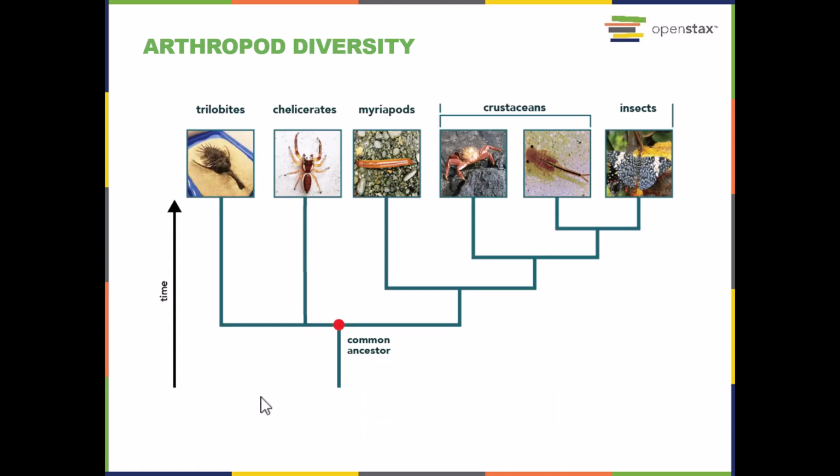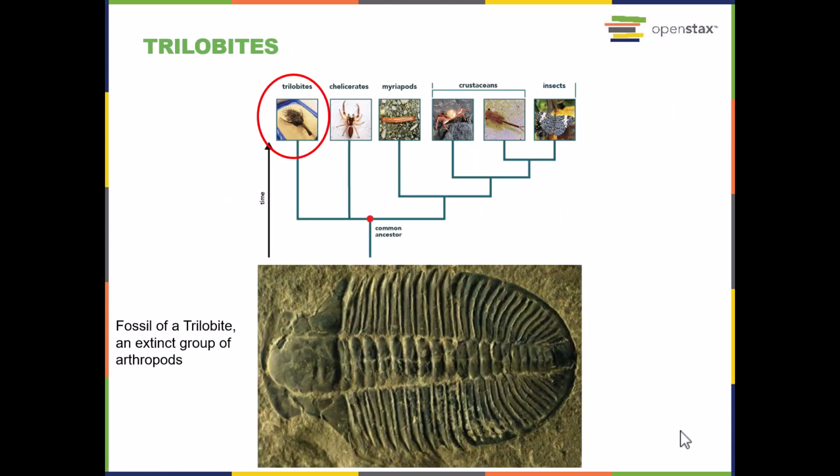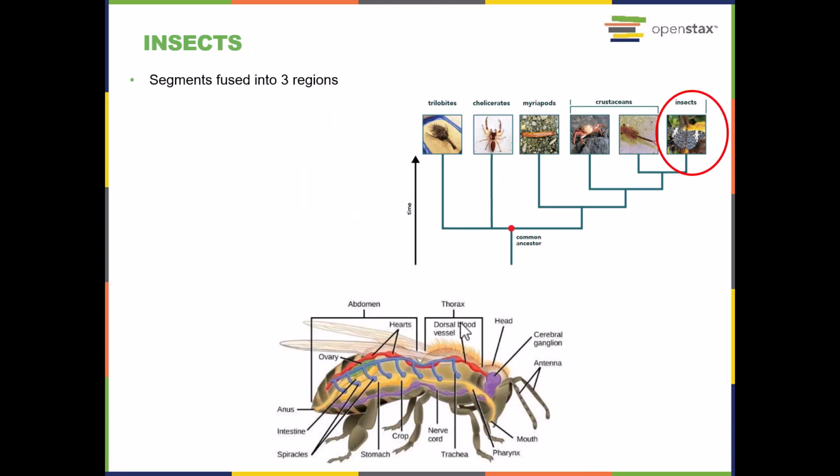We can see the major groups. We have the trilobites, which is our extinct group. We have chelicerates, the myriapods, the crustaceans, and the insects. This trilobite belongs to an extinct group of arthropods. If we look at the trilobite, we can see that it has a lot of body segments. If we look at insects, we can see that these body segments are fused into three major regions. We have a head, and we have a thorax, and we have an abdomen. So we have fewer body segments than we saw in the ancestor.